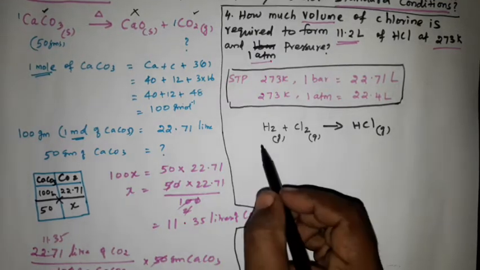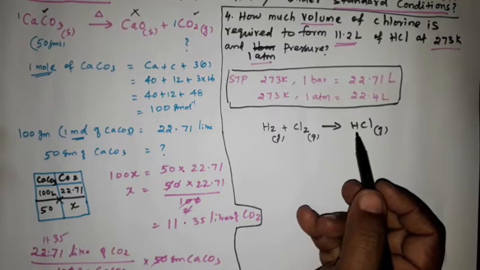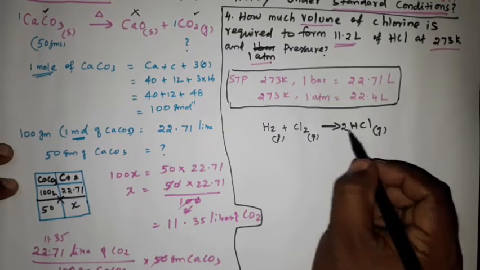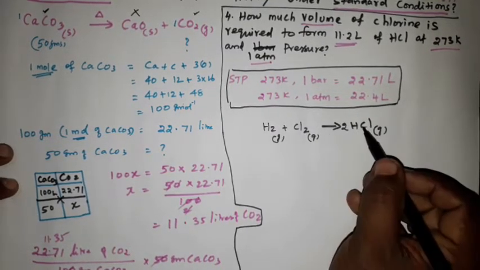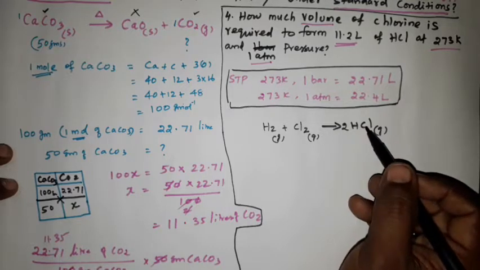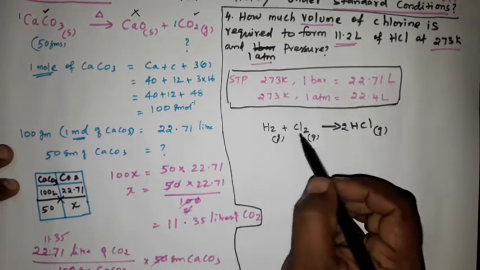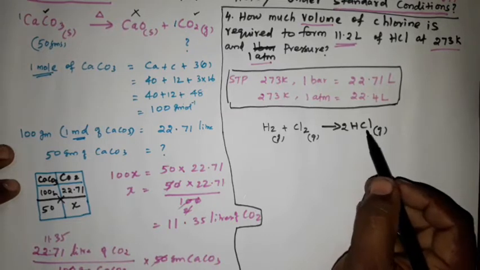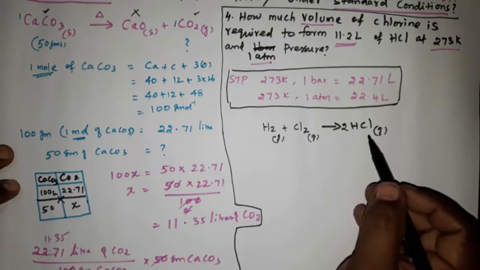Now, how to balance? Here 2 hydrogen, here 1 hydrogen. So add 2 here. Here 2 chlorine, here also 2 chlorine. Now the equation is balanced. Clear? So 2 hydrogen, 2 chlorine. Here 2 hydrogen, 2 chlorine. So this equation is balanced.